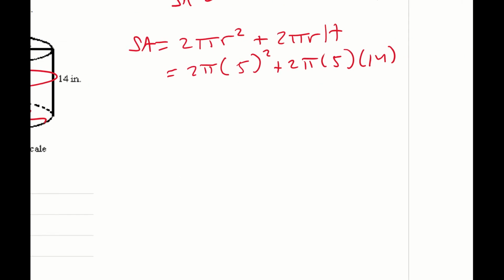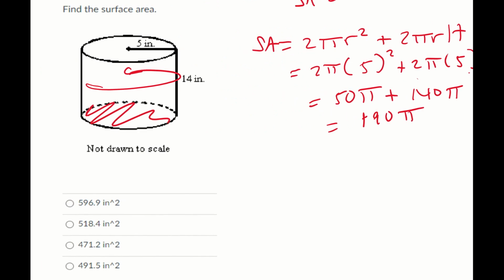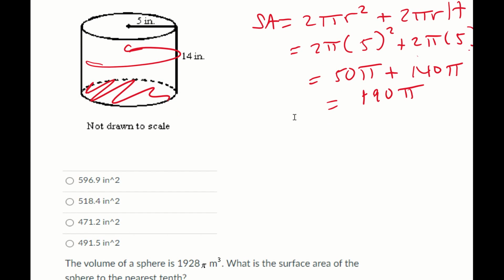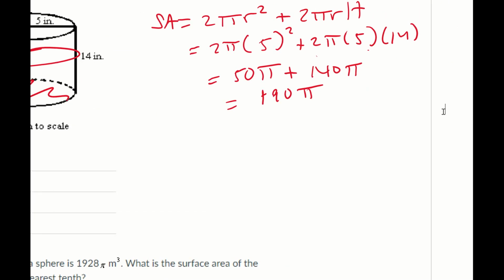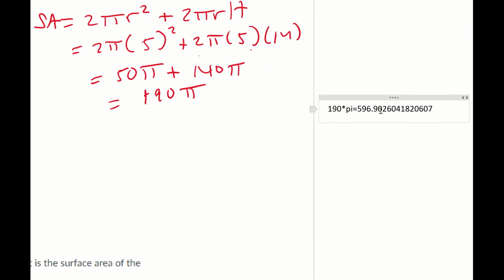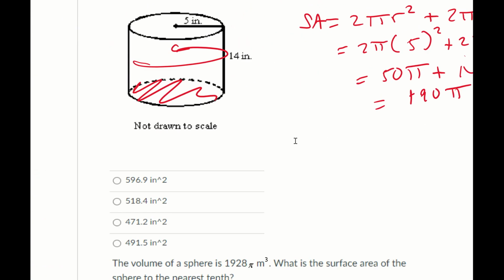So we just plug that in. Now, it's not in terms of pi. So 5 squared is 25 times 2 is 50. And then 5 times 2 is 10. 10 times 14 is 140. So this is going to be 140 plus 50, or 190 pi. Now, if pi is about 3, then 3 times almost 200 is roughly 600. So it's going to be close to 600. Let's go ahead and actually figure out what it is. Yeah, 596, close to 600 as I mentioned.